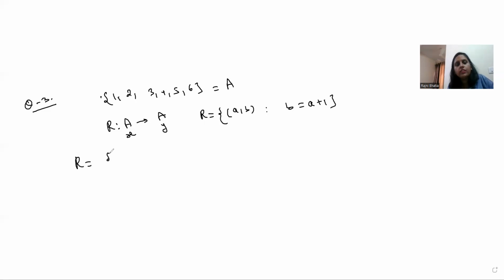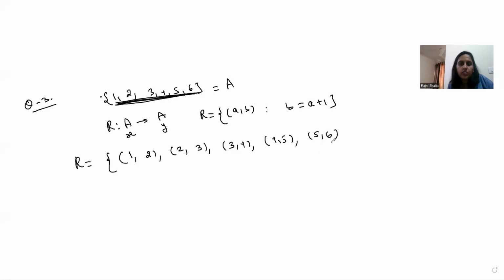First of all, we'll write R in roster form. X can pick the values from here, Y can also pick the values from here. If we take a as 1, the value of b will be 2; a as 2, value of b is 3; (3, 4), (4, 5), and (5, 6). That's it, because if we take a as 6, our b will be 7, which does not belong to the set A. So this is our relation.